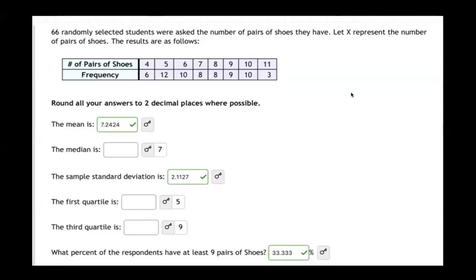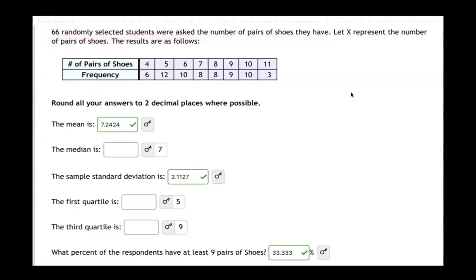Welcome to an example in which we're talking about pairs of shoes and frequency. So what does this mean? They basically asked 66 randomly selected students the number of pairs of shoes they have. Like, how many shoes do you have in your closet? 4 pairs, 5 pairs, 6 pairs, 7 pairs, 8 pairs, maybe more?